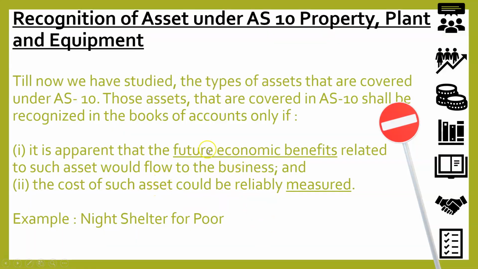Now, recognition of the asset. That means how do we recognize the asset in our books of accounts? Till now we have studied the types of assets that are covered under Accounting Standard 10. Those assets that are covered in Accounting Standard 10 shall be recognized in the books of accounts only if it is apparent that the future economic benefits related to such assets would flow to the business and the cost of such asset could reliably be measured. What does this mean now?